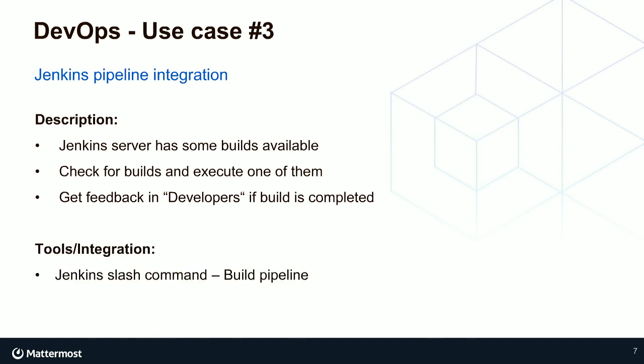And you can see that the description of this use case is quite easy. The Jenkins server has some builds available. We check for them, like we figure out which builds the server has, and then we try to execute one of them. And then we get the feedback also in the developers channel if the build is completed, which is a combination of a plugin and a webhook. So I just added a webhook call in my Jenkins workflow, which just reports back to a channel I created the webhook for.